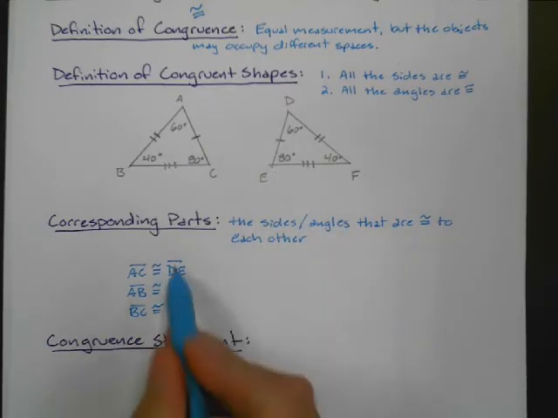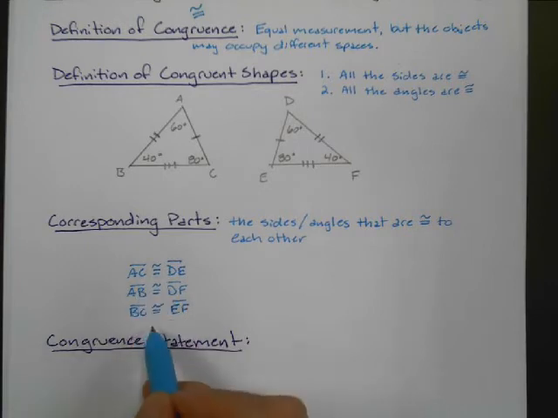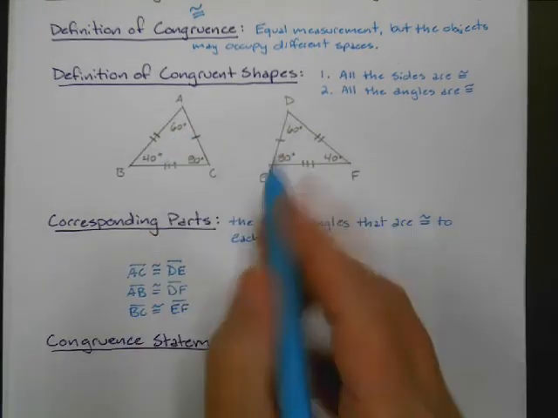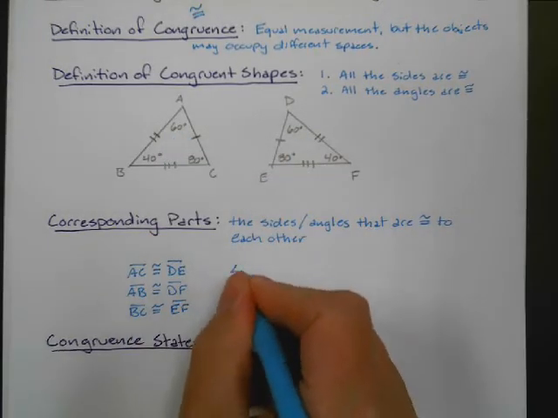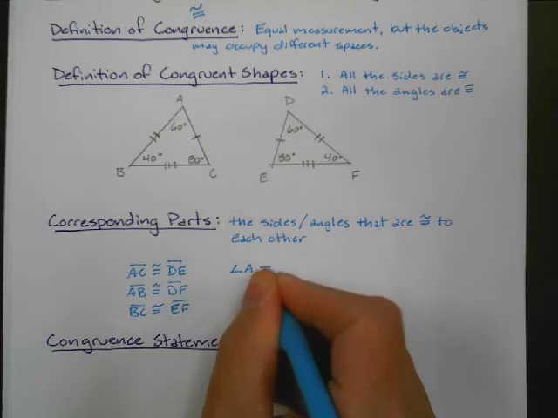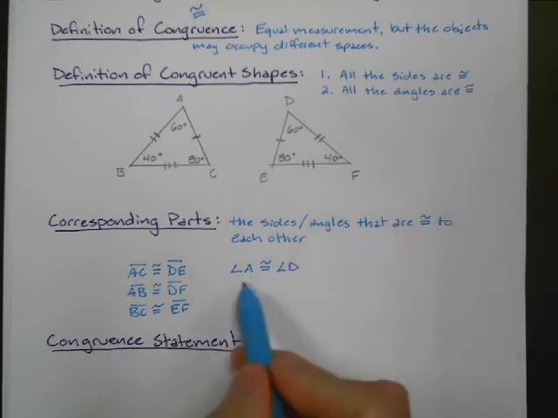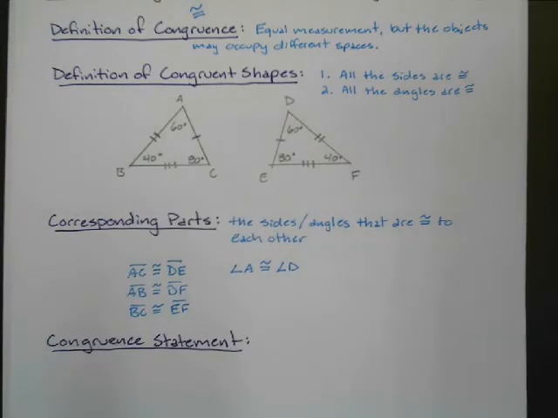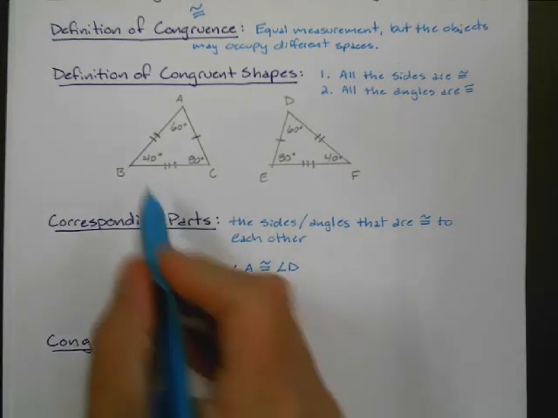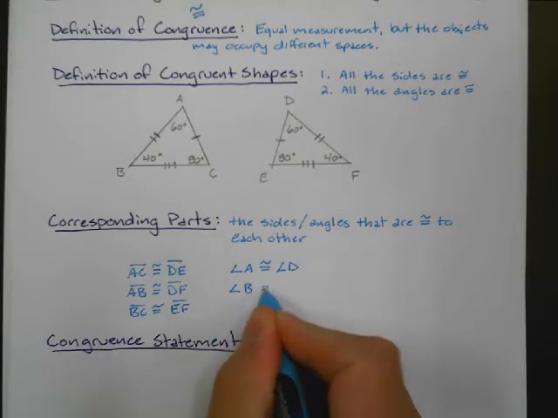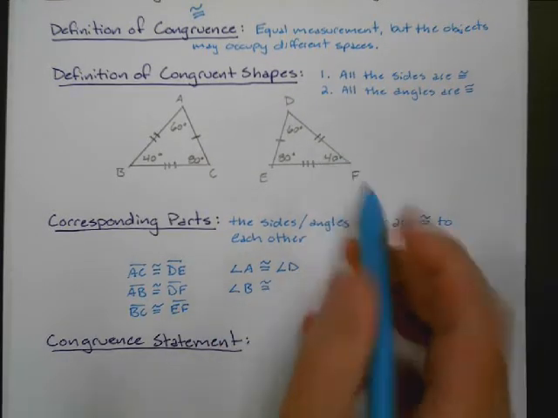So those are the three pairs of corresponding parts for the sides. And then we have three angles that match each other. The 60-degree angle, angle A, so angle A is congruent to angle D. And those are corresponding parts because they match up in the congruent shape. Angle B is 40. Say angle B is congruent to angle F, which is 40.